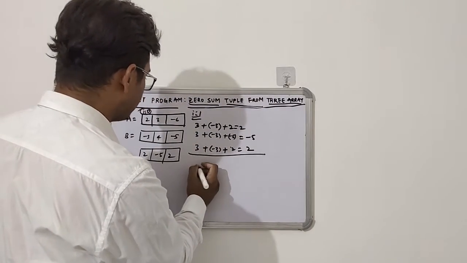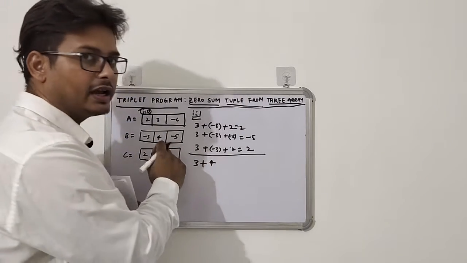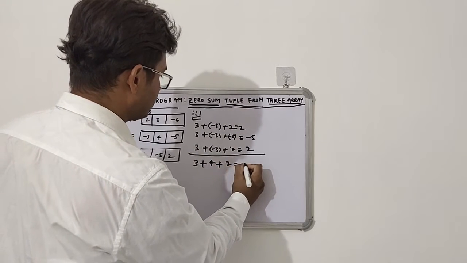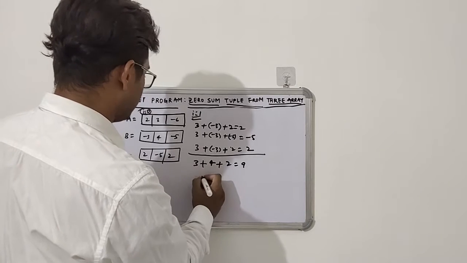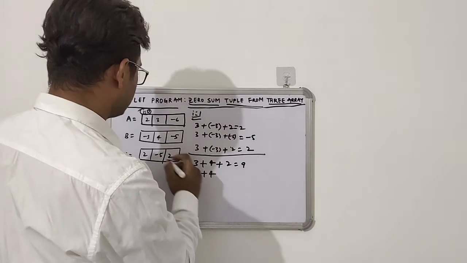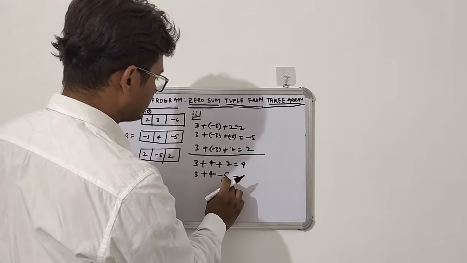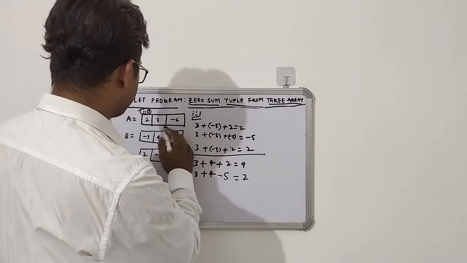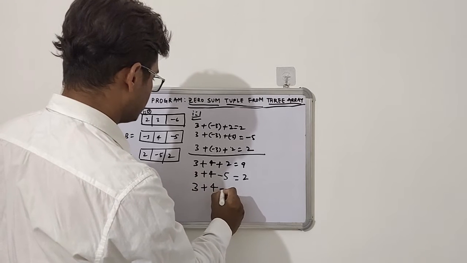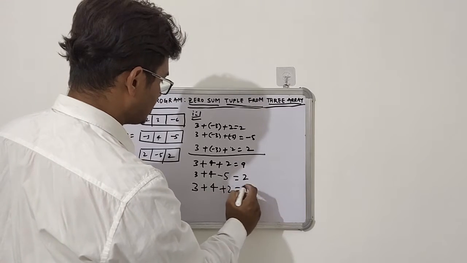Now again 3 plus 4, its second element, array B's second element, plus 2, this will be 9. And again 3 plus 4 minus 5, this will be 7 minus 5, this will be 2. Now we will take 3 plus 4 plus 2, this will be 7 plus 2, 9.